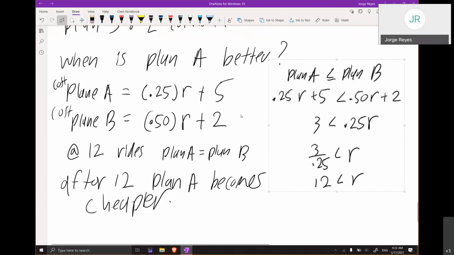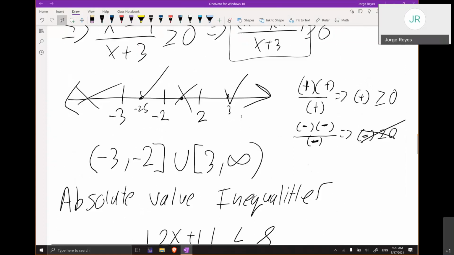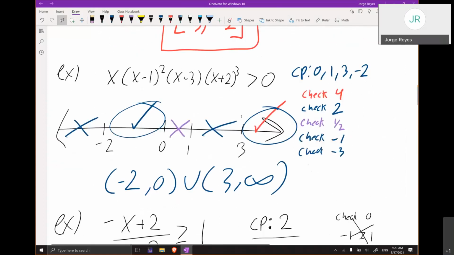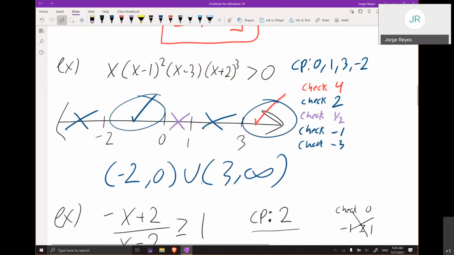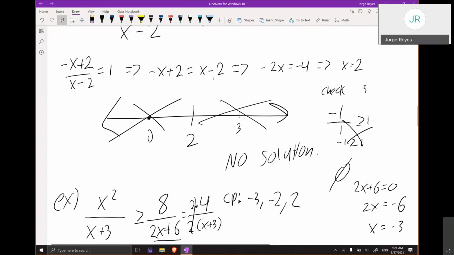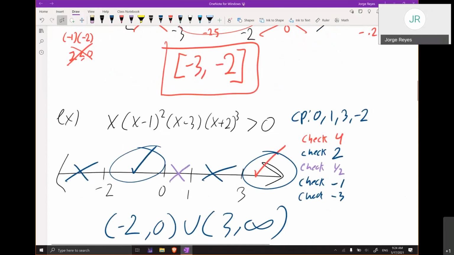So that's it for this section, kind of long. The most important thing is definitely these inequalities with the sign charts. But that's it for section 1.7. All right, I'll see you in the next section.